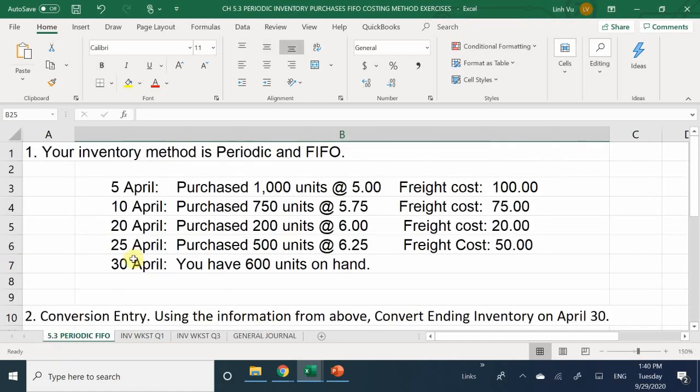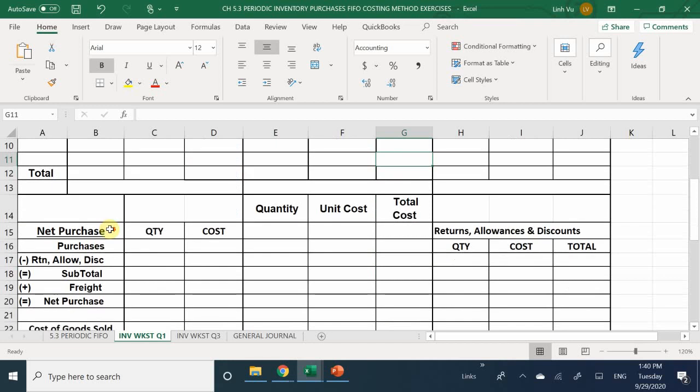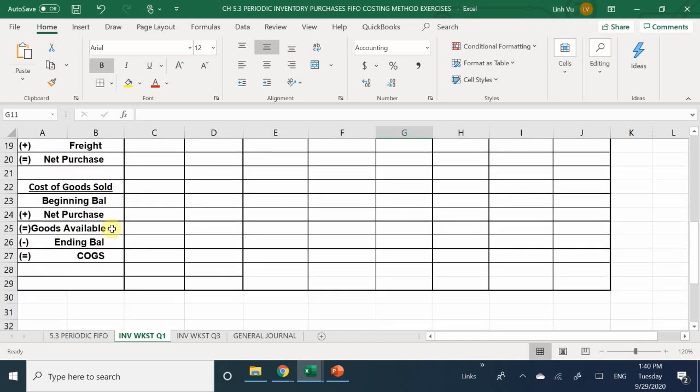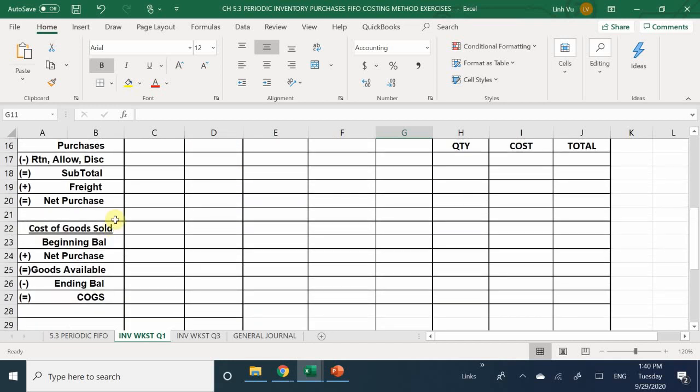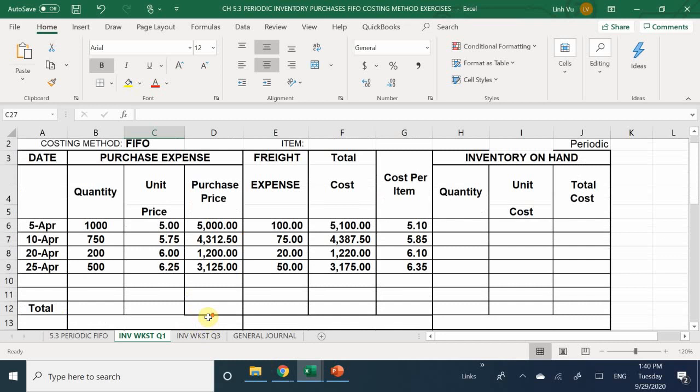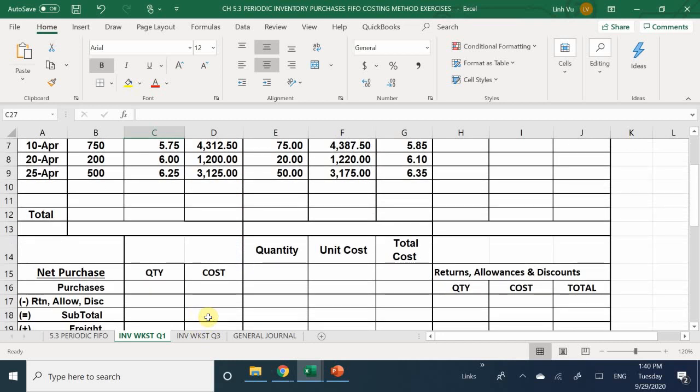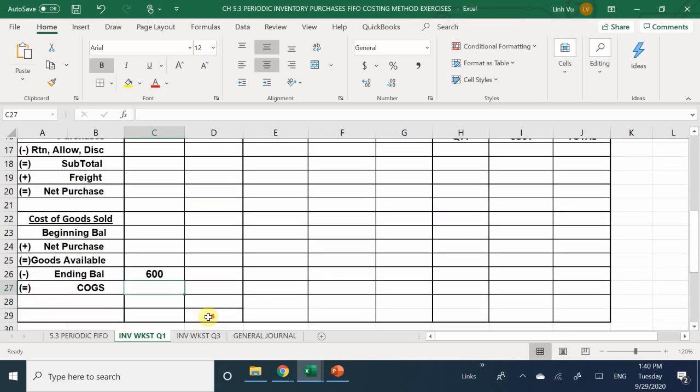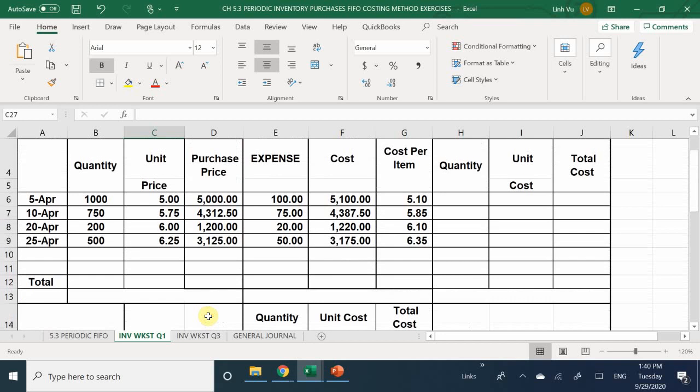Okay, it says April 30th, you have 600 units on hand. Good. All right. 600 units on hand. So that's going to tell me that at the end of my inventory, I'm going to have 600 items left on hand. So in this case, my ending balance is going to be 600. All right. So this is where we're going to be looking at completing this top portion, and then this is where I complete the second half down here. So let's go ahead and do what's first.